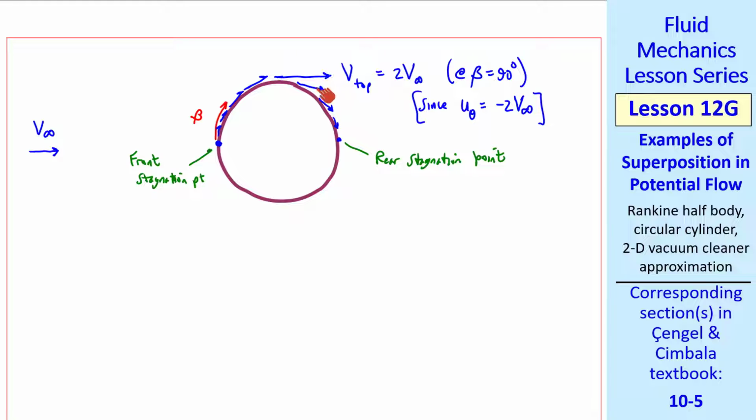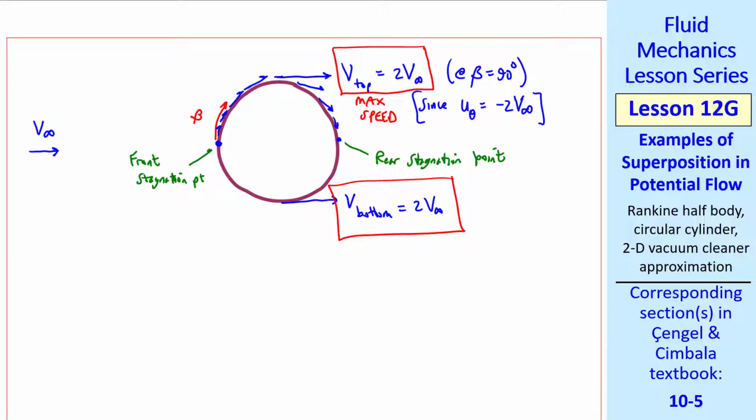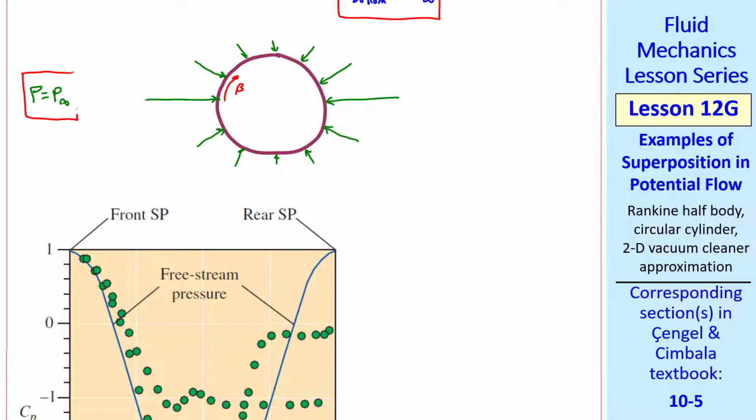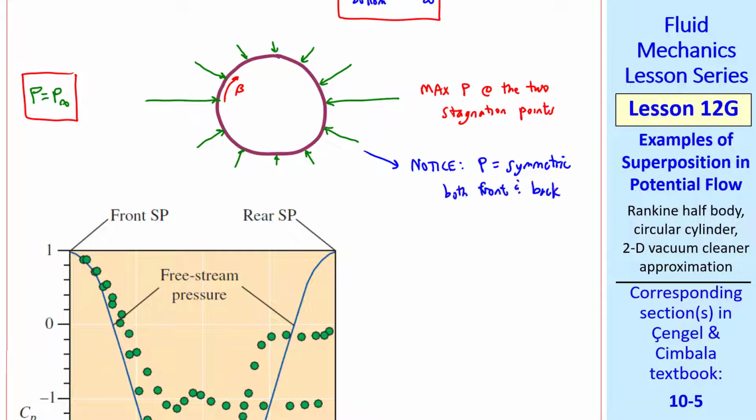The maximum speed in the flow on the outside of this cylinder is at the top, and it's equal to 2 v infinity, and since it's symmetric, v bottom is also 2 v infinity. I'll also sketch the pressure distribution along the cylinder. By Bernoulli, since the speed is 0 at the stagnation point, the pressure is highest, and when v is highest, the pressure is lowest, and I sketched the pressure at some other points. I note here that p equals p infinity out in the free stream, and we have maximum pressure at the two stagnation points. Notice that p is symmetric, both front and back, or fore and aft, and top and bottom.